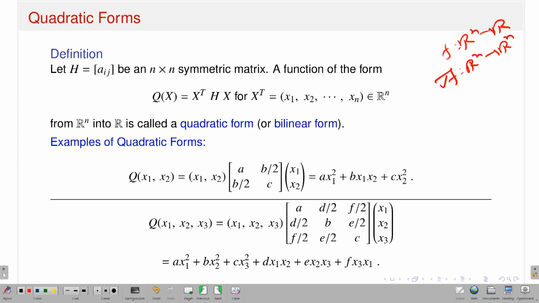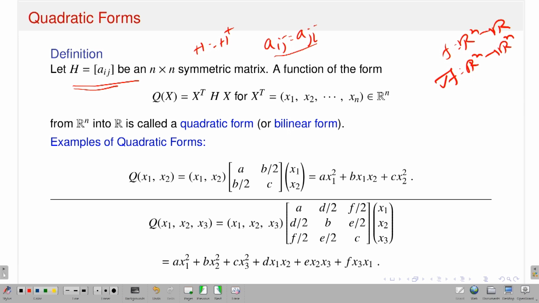So, now what is a quadratic form? I am starting with a symmetric matrix. Now, what is a symmetric matrix? I already discussed it. A matrix H is called symmetric if H is equal to H transpose. The transpose means the rows and columns are interchanged. So, H is symmetric means Aij should be exactly Aji. That means the matrix is exactly equal to its transpose, and the elements should satisfy this property: Aij should be exactly equal to Aji.